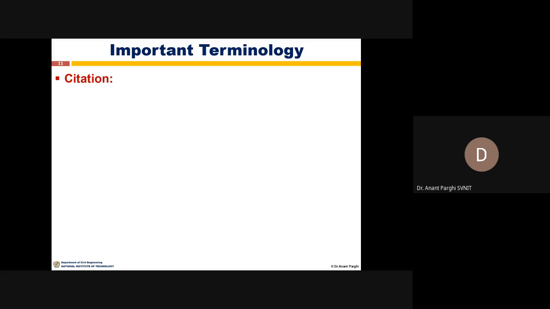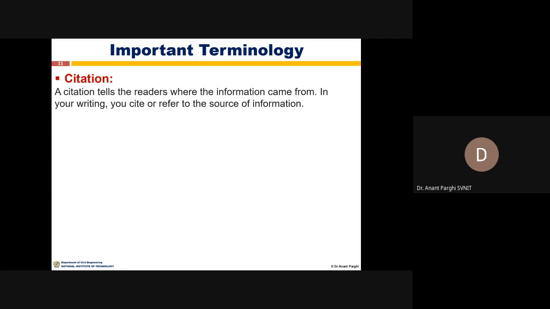Another thing is, let's say, citation. What is a citation? A citation tells the reader where the information came from, right? Whatever research article you are reading, there is some citation. The citation will provide you with information on where that particular information was gathered, which is an effective way of learning. In that way we can understand what a particular citation is.